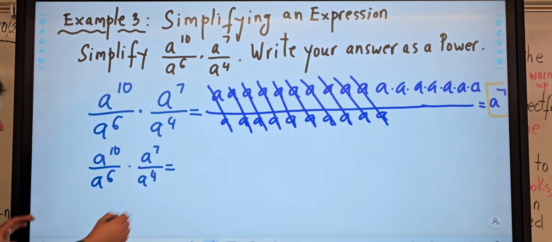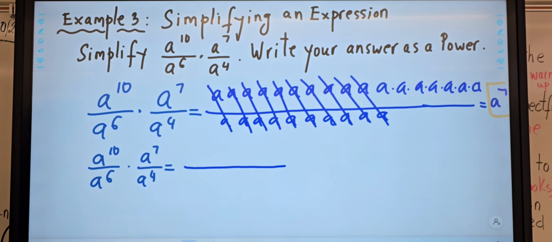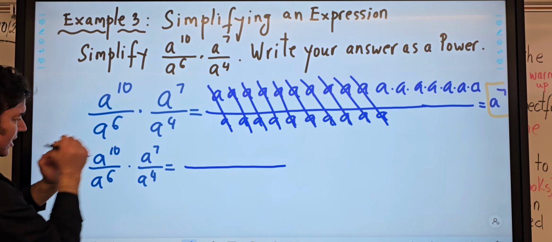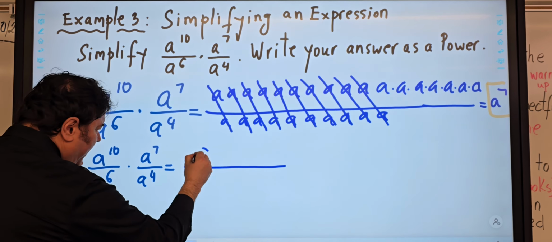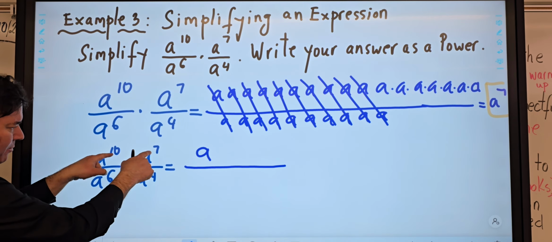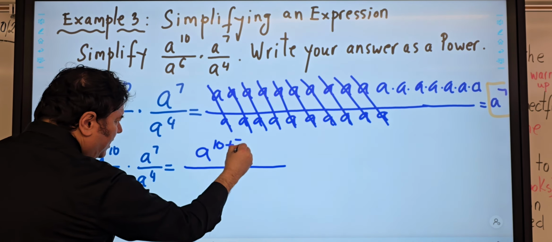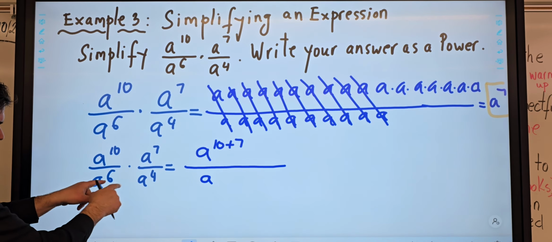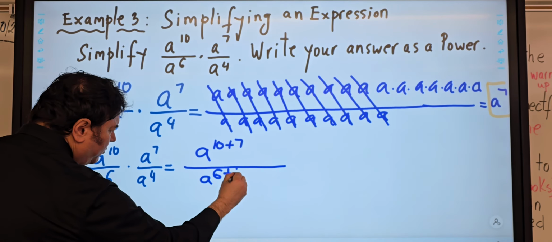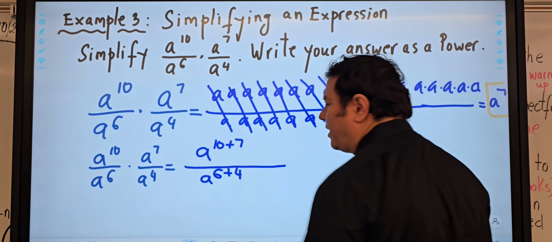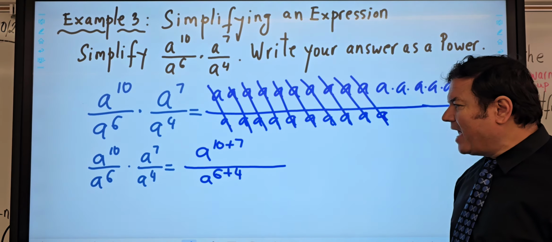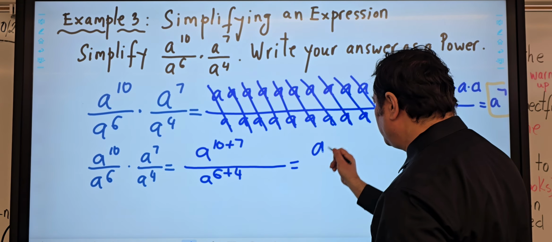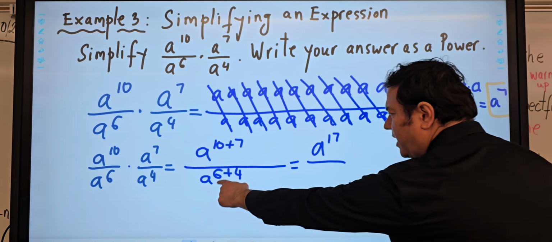Okay? And now let's take a look here using the formulas we've learned so far. So on the top here we have the same base. We multiply the same base but different exponents. And in this case we can keep the base and add the exponents. 10 plus 7. And we can do the same thing on the bottom. We have the same base, which is still a. And then we are adding the exponents. 6 plus 4. And see what we get. So this is the first formula. If we have the same bases, we are just adding the exponents. And now let's see, on the top here we have a to the power of 17 over a to the power of 10.